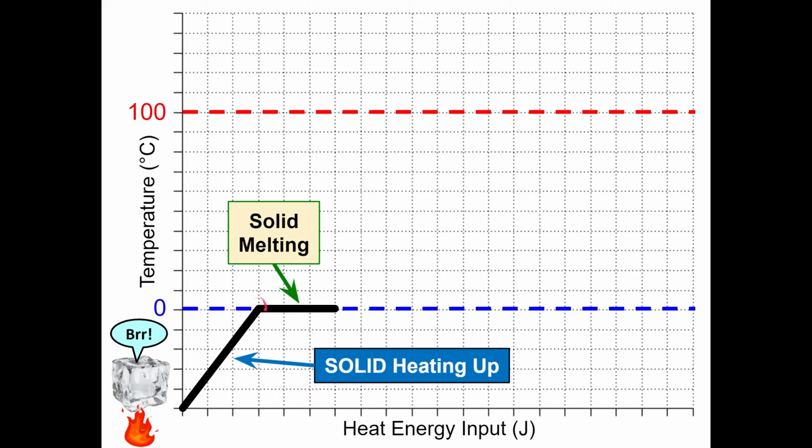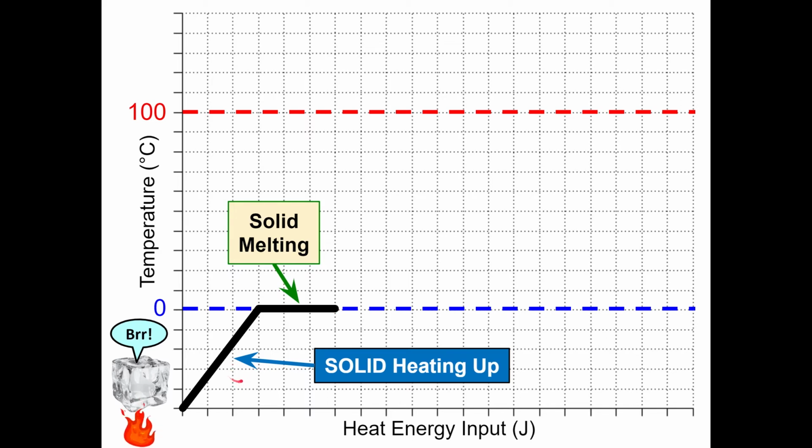Now, at the beginning of this plateau, all of the block of ice is solid, but by the end of this line, all of the block of ice has converted into a puddle of water. So now it's all liquid. So on the left is all solid, on the right is all liquid. But you'll notice it's the same temperature throughout that whole process.